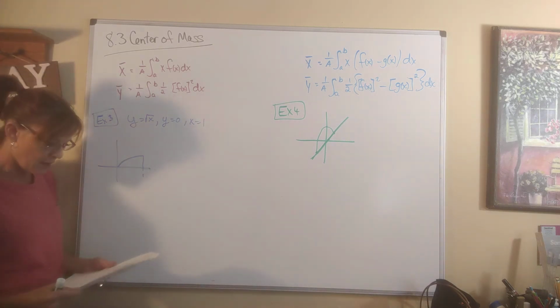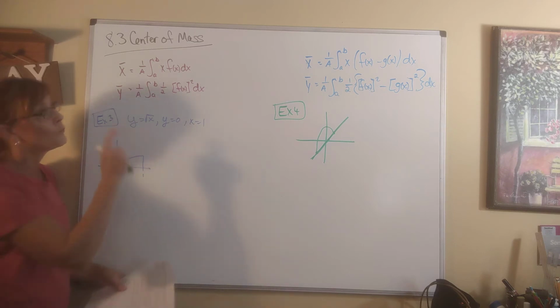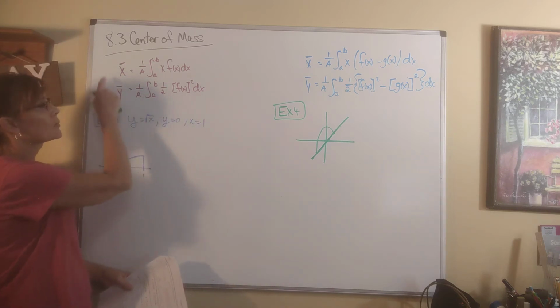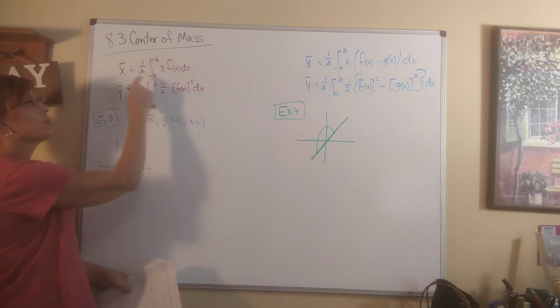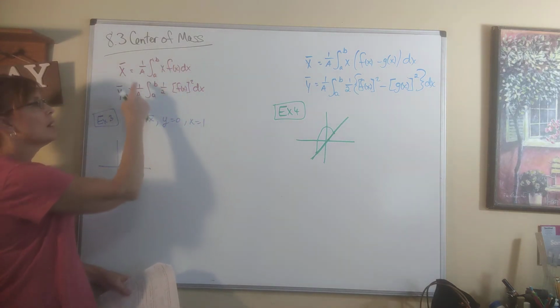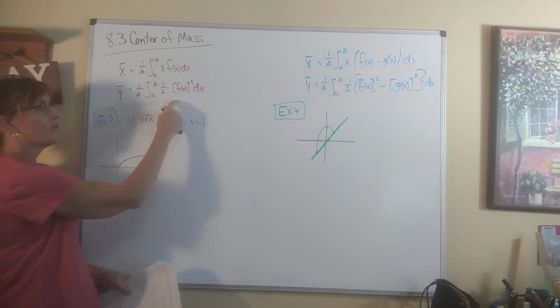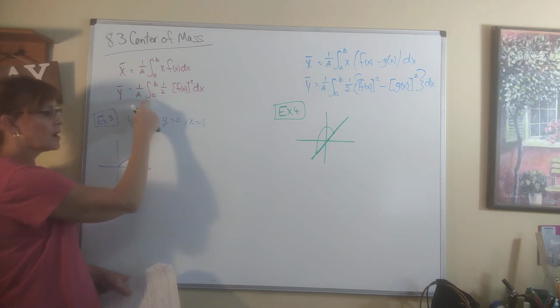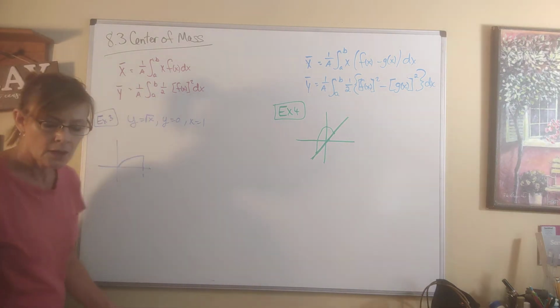So find the centroid of this region. We can find x bar, y bar, which is where the centroid is going to be located, by using these formulas. So 1 over the area times the integral from a to b of x f(x) dx will give us x bar. 1 over the area times the integral from a to b of 1/2 f(x) squared dx will give us y bar. So we'll use that for this region right here that's bounded.